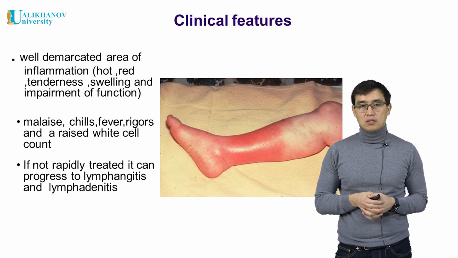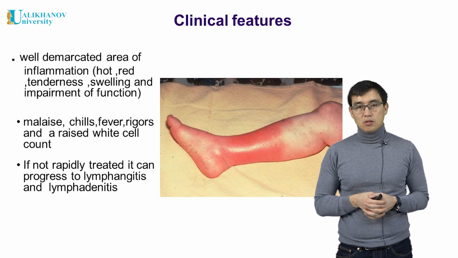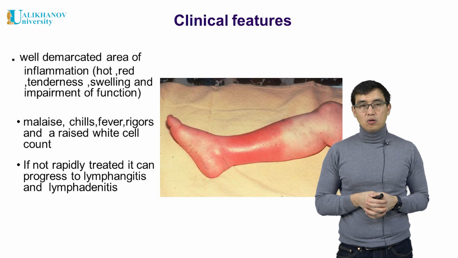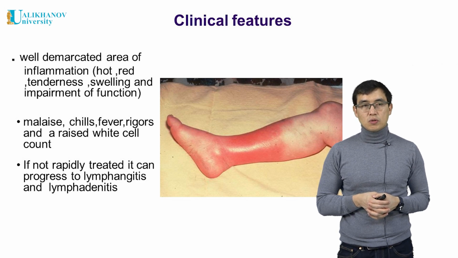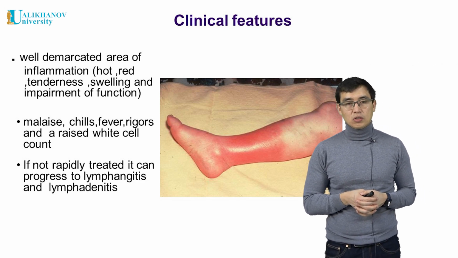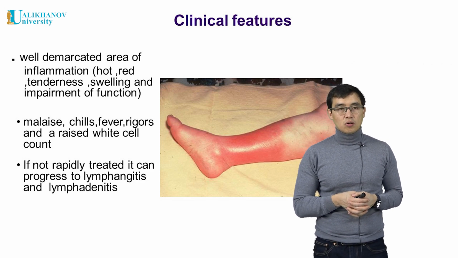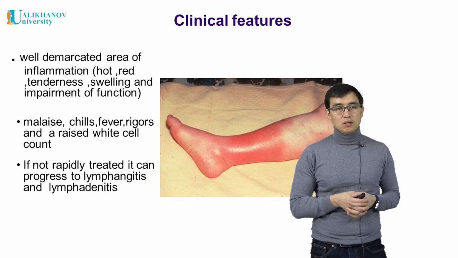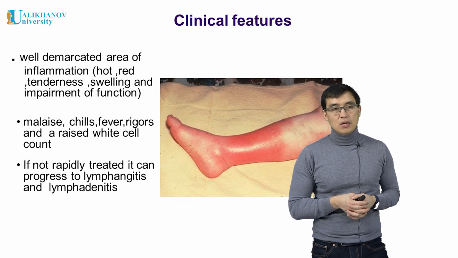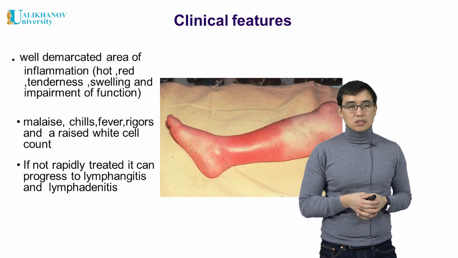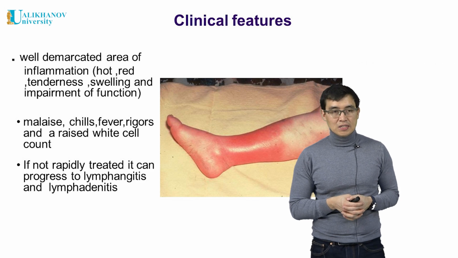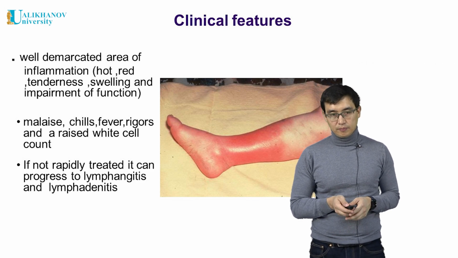Yeah, you can see this example. It's the lower extremities with cellulitis. Hot, red, tenderness, swelling, and impairment of function. Malaise, chills, fever, rigors, and raised white cell count. So it's a clinical feature. If not rapidly treated, it can progress to lymphangitis and lymphadenitis.